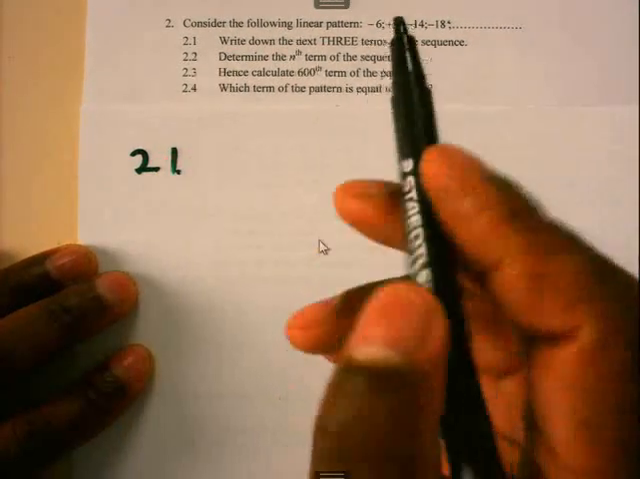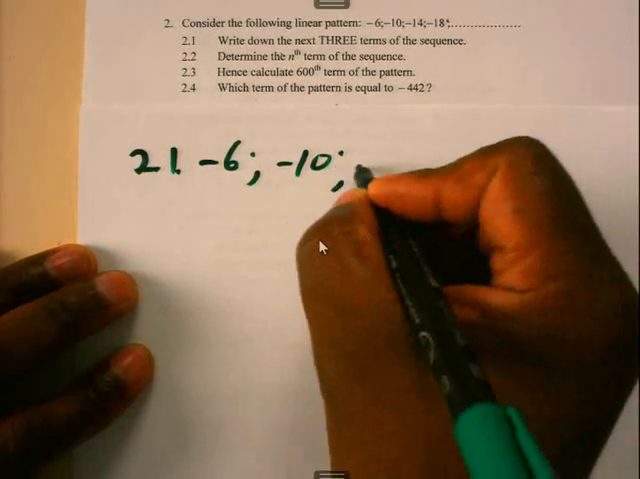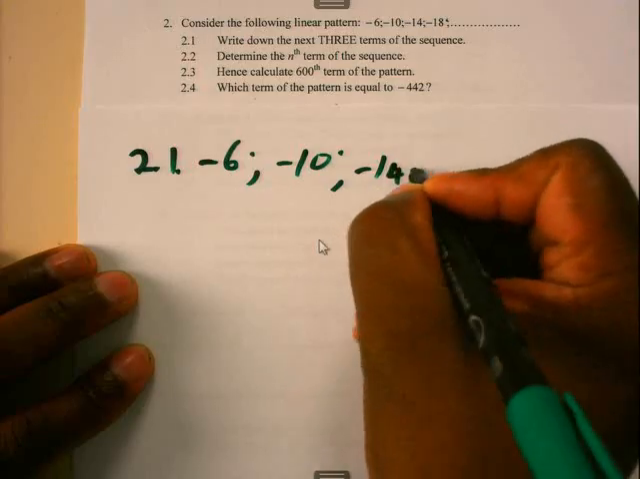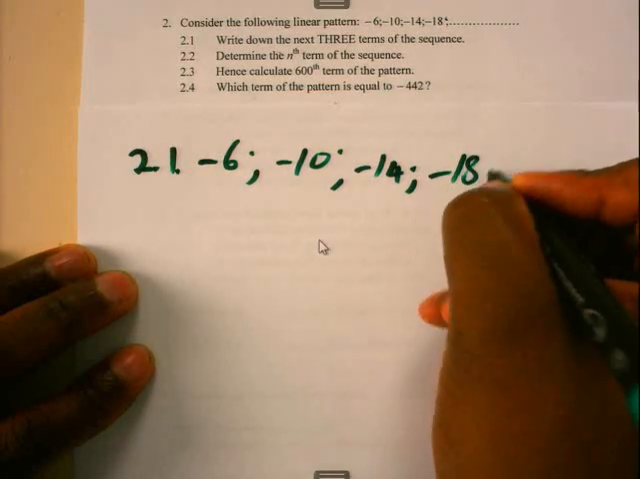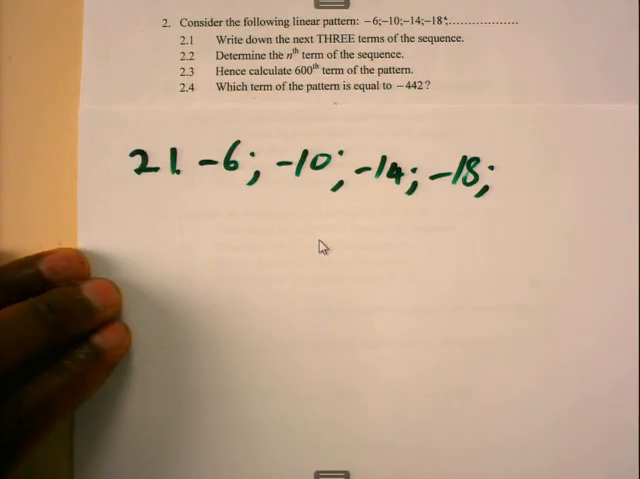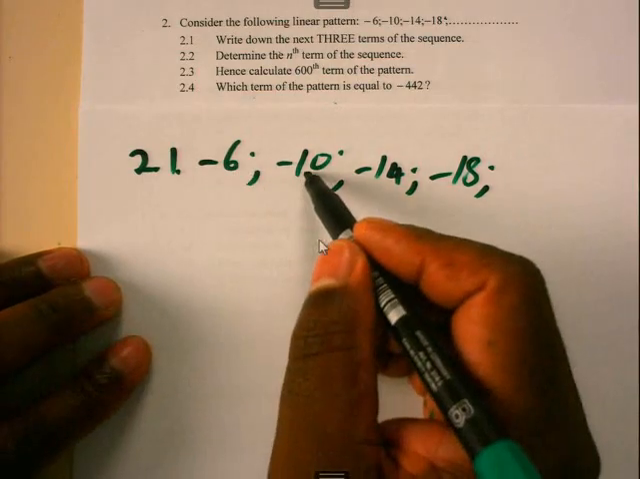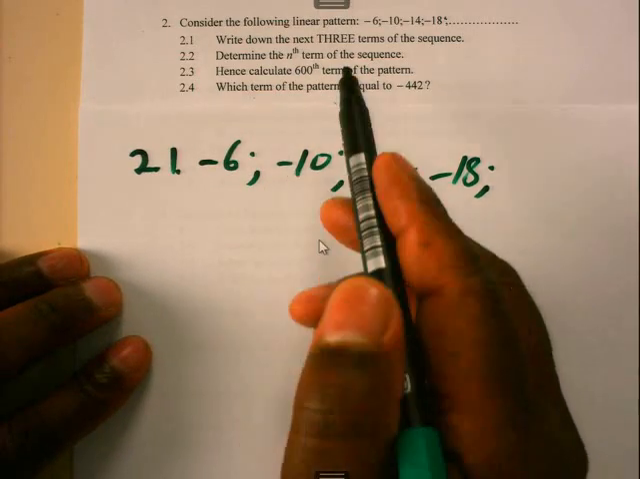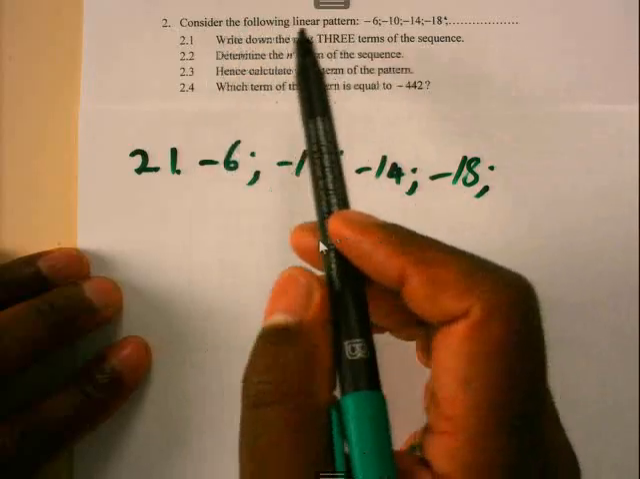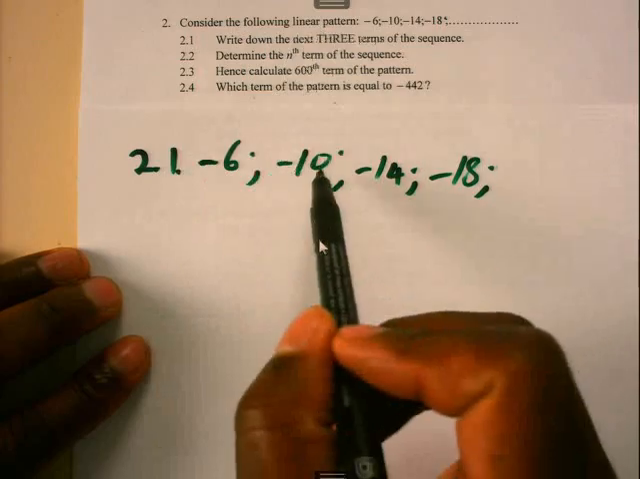Remember, the first term is -6, -10, -14, -18. To write down the next 3 terms of the sequence, you just have to keep on subtracting 4. The common difference here is -4. Check: it is given that this is a linear number pattern, so the first difference is common.